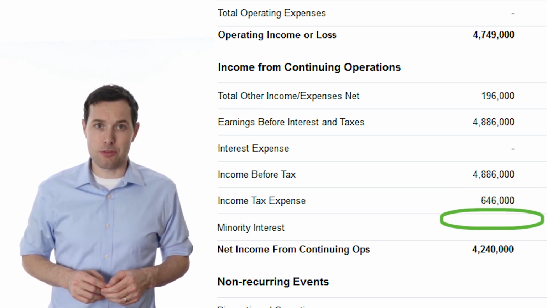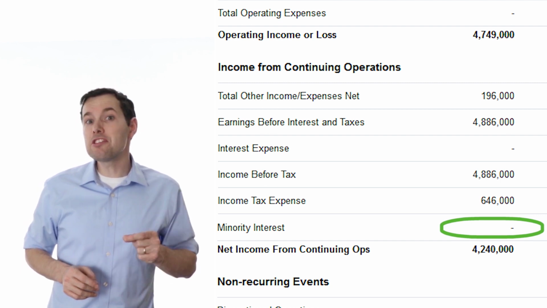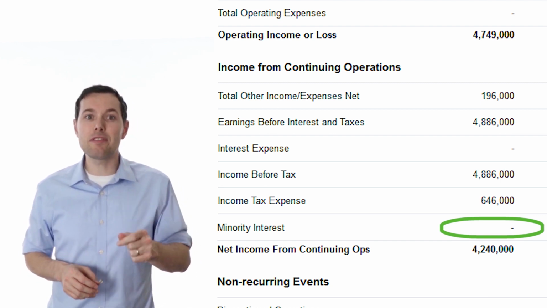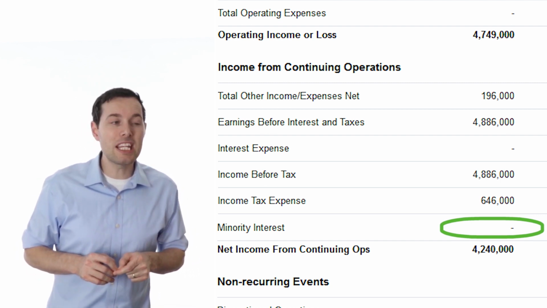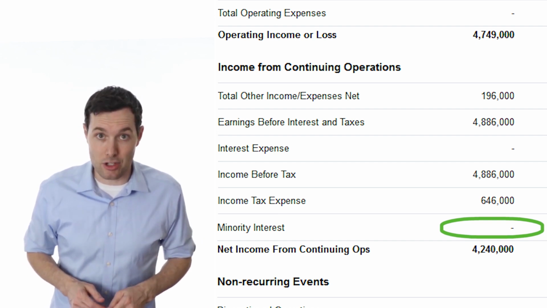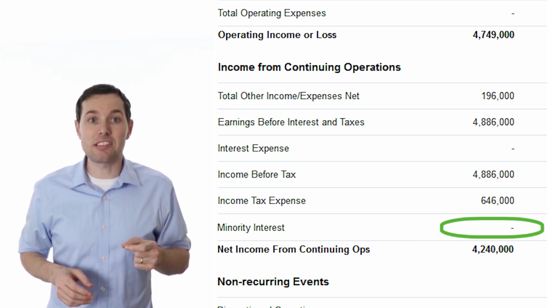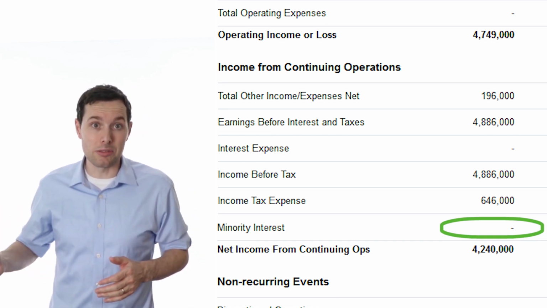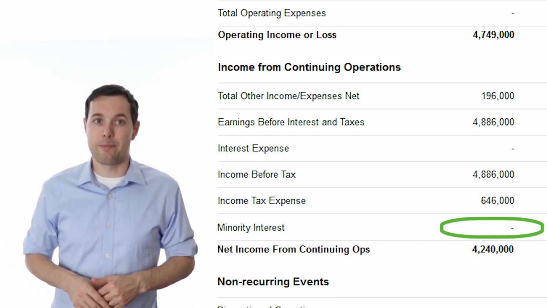Now on to minority interest. Minority interest is when a company owns less than 50% of a business. So if Nike owns, let's say, 10% of Adidas, which is traded on a German stock exchange, and Adidas pays dividends to Nike on the 10% that Nike owns, those dividends would appear right here.